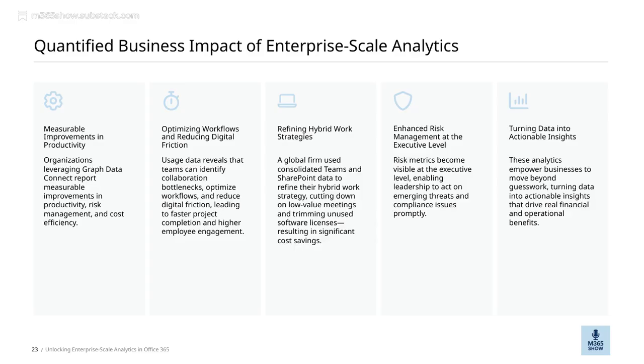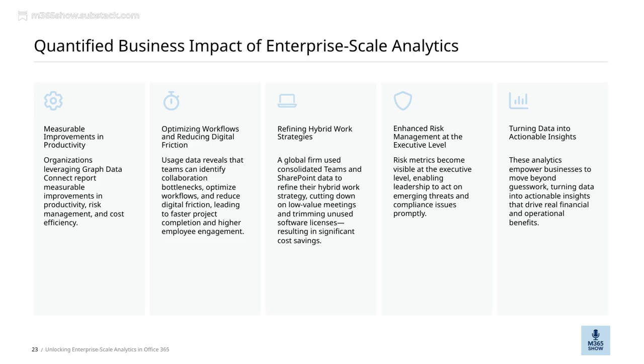Instead, they allow organizations to transform raw data into actionable insights, which can lead to real financial and operational benefits. When we talk about turning data into insights, it means leadership can see risk metrics clearly at the executive level. This visibility enables them to respond quickly to emerging threats or compliance issues, rather than reacting too late. For example, a global firm used consolidated data from Teams and SharePoint to improve their hybrid work strategy. By analyzing this data, they identified low-value meetings and found unused software licenses, which they then eliminated. This led to significant cost savings and a more efficient work environment.